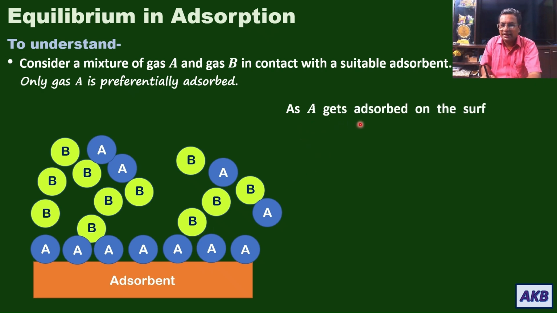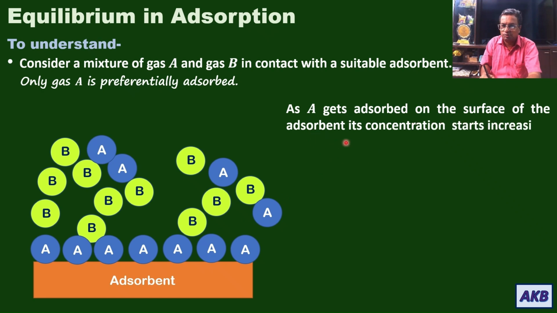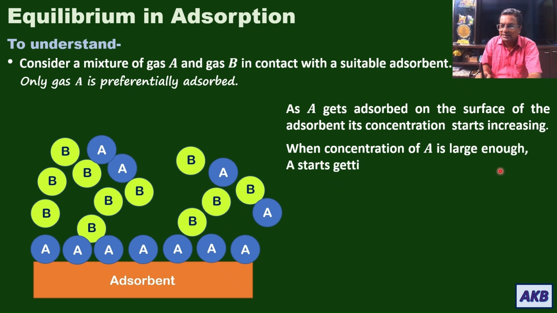So as A gets adsorbed on the surface of the adsorbent, what happens? Its concentration starts increasing. As the molecules of A get adsorbed on the surface of the adsorbent, the concentration of A on the surface starts increasing. And when the concentration of A on the surface of the adsorbent is large enough, the reverse process starts.